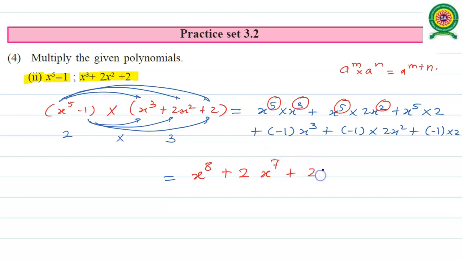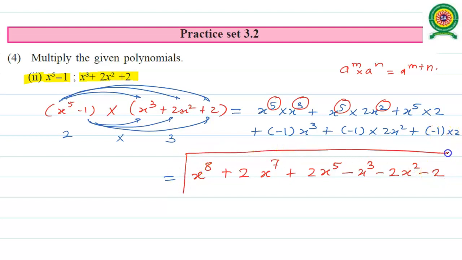Next one, we have 2 times x raised to 5, plus minus 1 into x cube as x cube, plus minus minus 2, we have 2 times x square as it is. Then plus minus minus 2, we have 2. So after doing the multiplication of the given polynomials, our final answer is x raised to 8 plus 2 times x raised to 7 plus 2 times x raised to 5 minus x cube minus 2x square minus 2.